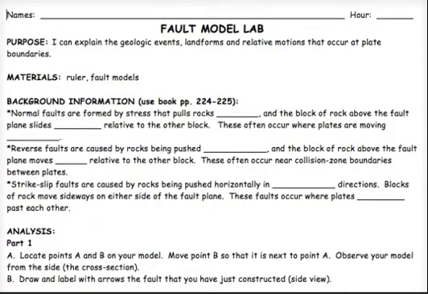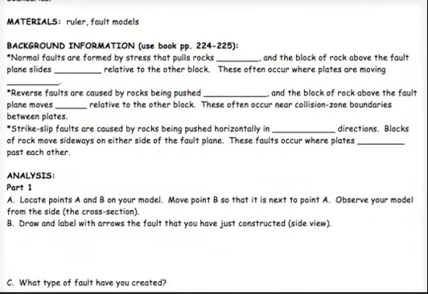So there is the purpose up at the top of the lab. It says, I can explain the geologic events, landforms, and relative motions that occur at plate boundaries. The materials that you need are a ruler and some fault models, which I'm going to be showing you in the lab today. The background information you do have to do on your own. It says the book numbers right here in case you have a book at home or can access it online. Also, if you have the notes, this can all be found in the notes.